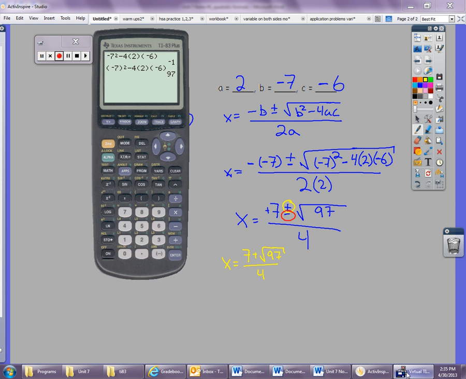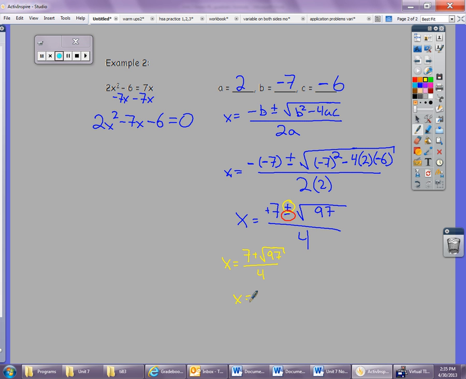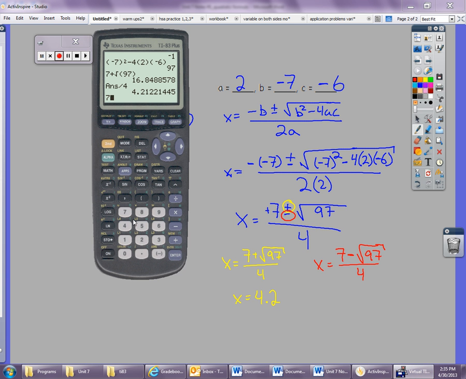So when I look here, we do 7 plus the square root of 97, which is 16.8, and we divide that by 4, and we get 4.2. So we can say x equals 4.2. So x is about 4.2. And then we do the one where we subtract. So I'm going to write x equals 7 minus the square root of 97 divided by 4. So we do 7 minus the square root of 97 divided by 4.